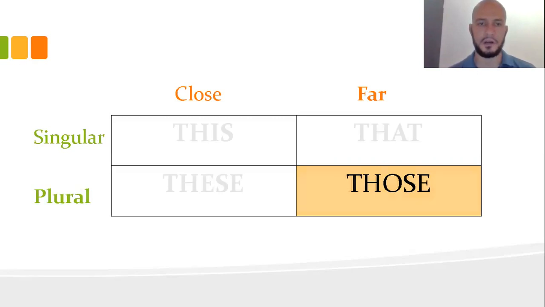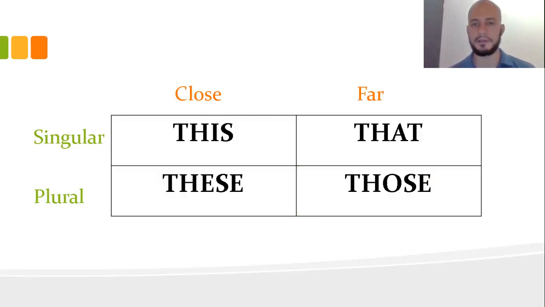Finally, we got the chart. It goes like this. Let's practice the pronunciation a little. Repeat after me, guys. Let me show you first, of course. So we have this, that, these, those. Okay, now let's move on.